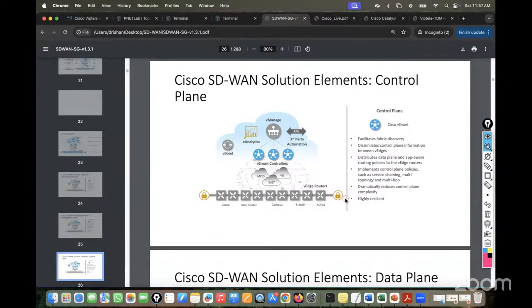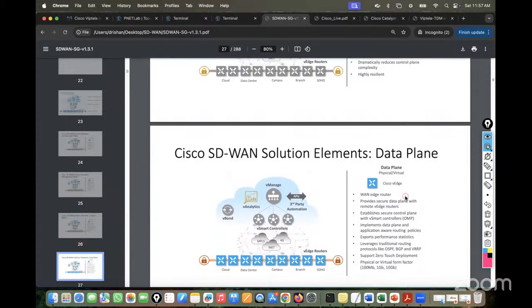And it is also going to dramatically reduce the control plane complexity because it's a very simple hub and spoke, or route reflector kind of control management device. So this is just going to reflect the information between one device and another device, and they are going to be highly resilient. That is also a very good thing. Based on that, we can do a lot of manipulation of the routings. So this is the vSmart.